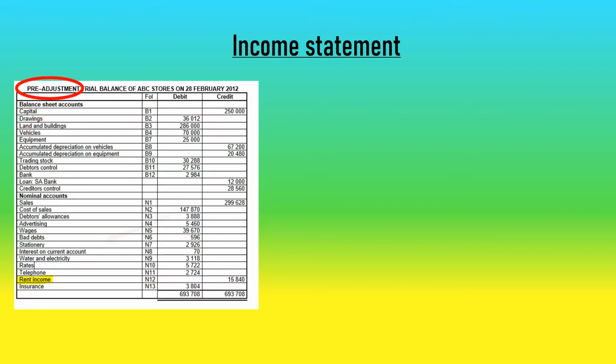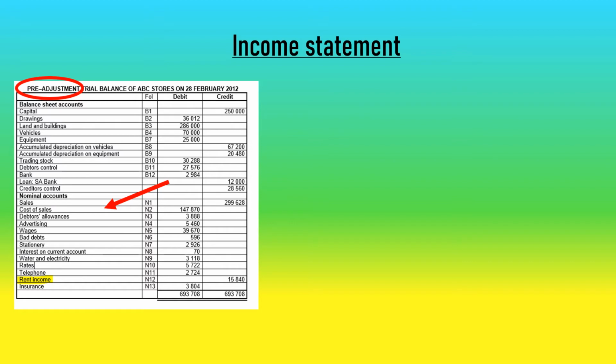But before we get there, I'd like to focus on a few things. Here we have a pre-adjusted trial balance. The word pre-adjusted means that it's a trial balance that still requires adjustments to be made so that it can be a final trial balance.